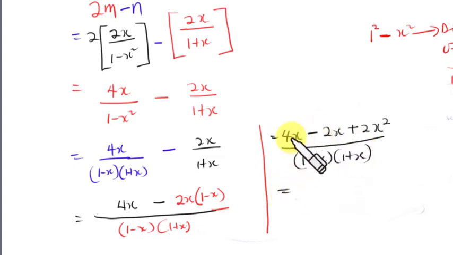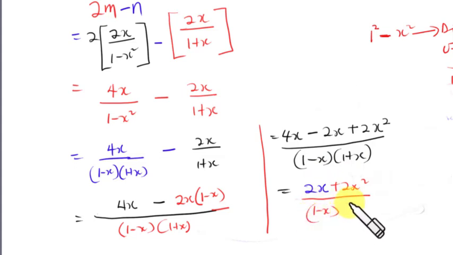The first two are like terms, 4x minus 2x. That is pretty simple. If you take out the x, that is 4 minus 2, so that is going to be 2x. Okay, 2x squared is not a like term. Let me write that in red ink for you to see. So plus 2x squared. Okay, and what do we have here? We have 1 minus x, 1 plus x.